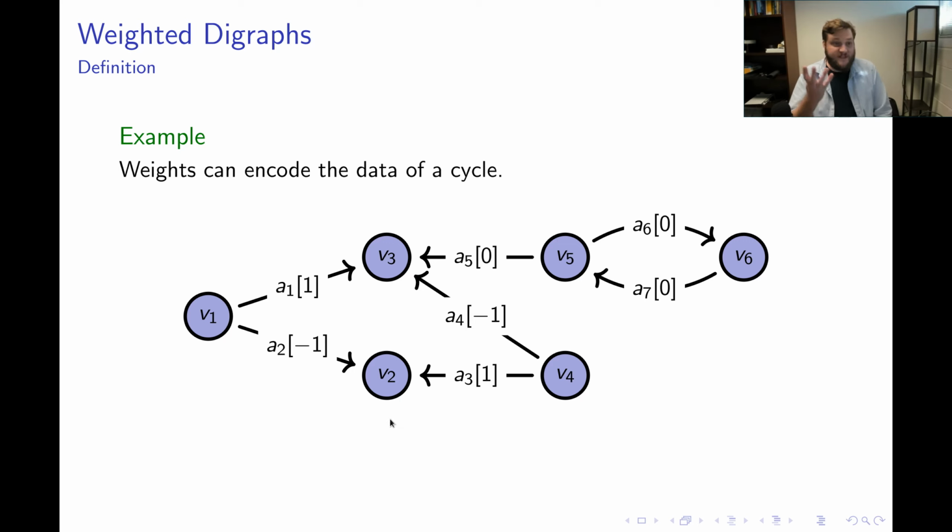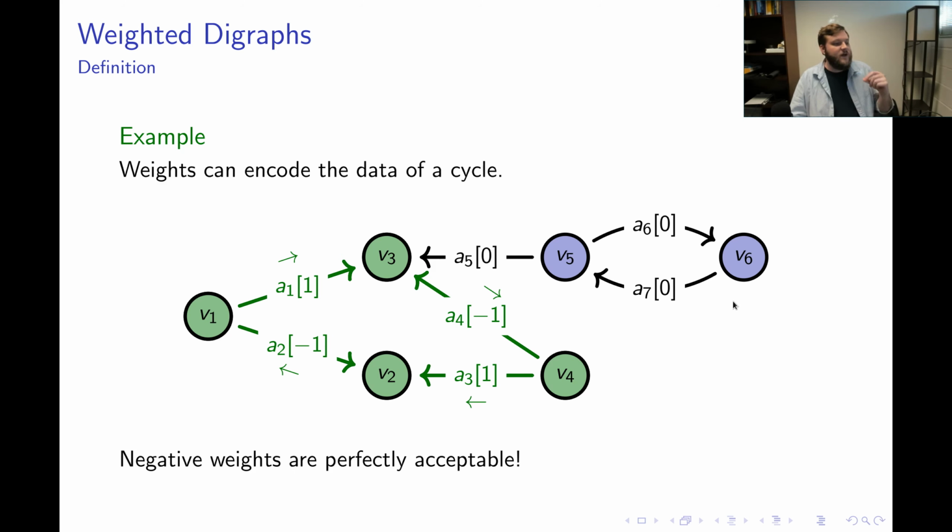So let's take a look at what cycle we're representing here. A1 has a 1 attached to it, so the idea is that we're traveling with the arrow A1. A4 has a -1 attached to it. That means we traveled against A4 in this cycle. A3 has a 1 attached to it. That means we traveled with A3. And A2 has a -1 attached to it. That means we traveled against A2. The other arrows, A5, A6, A7, have 0s attached to them, which means those arrows were ignored in our cycle. So the concept of weights here is encoding the data of a particular cycle in this directed graph.